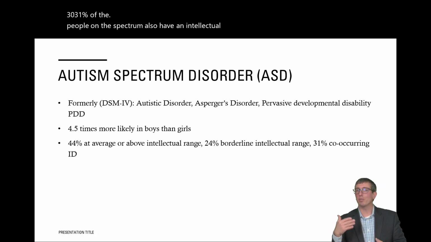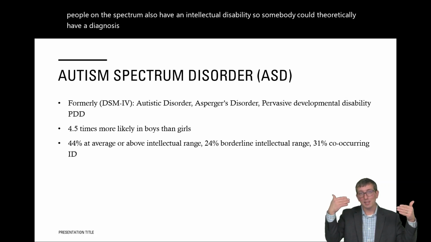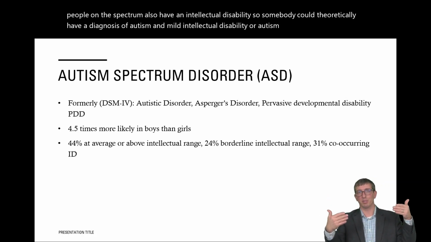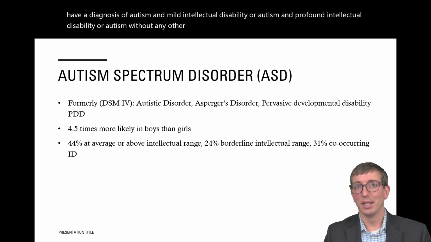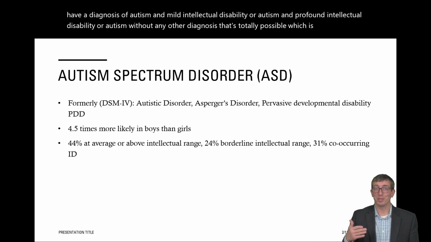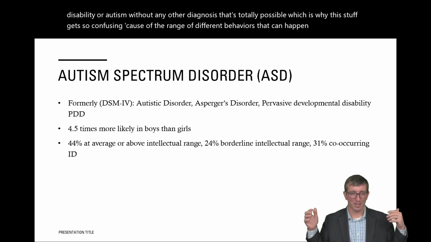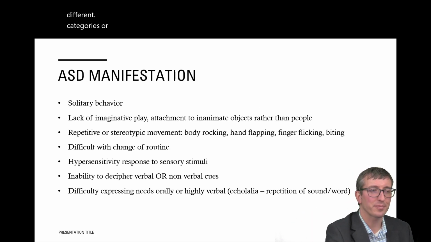So somebody could theoretically have a diagnosis of autism and mild intellectual disability, or autism and profound intellectual disability, or autism without any other diagnosis. That's totally possible, which is why this stuff gets so confusing, because of the range of different behaviors that can happen and the different categories or diagnoses that are possible.